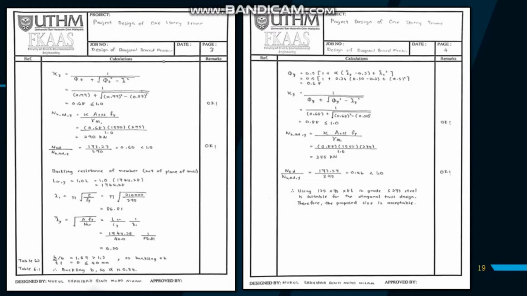So we have calculated the design buckling resistance of compression member in plane of truss is 290 kN. Then the axial force was divided by 290 kN for checking. So we get 0.6, which is less than 1. So this design value is passed. After that, the same steps were also applied for the out-of-plane of truss, where we get 375 kN, and it also passed the checking. So the size of 125 multiply 75 multiply 8L in grade S275 is still acceptable.